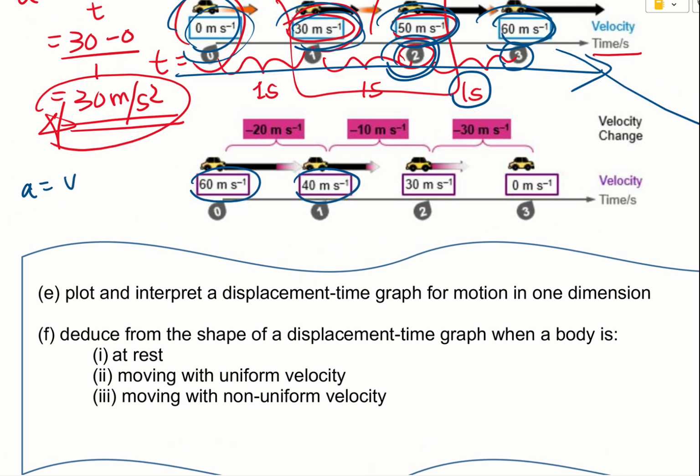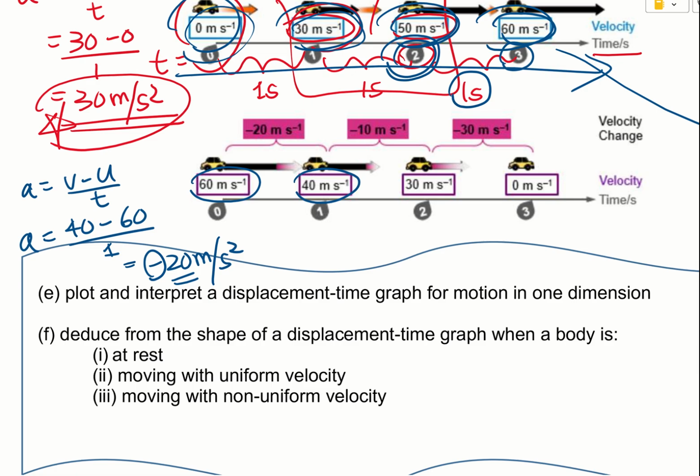A equals V minus U over T. A equals final velocity 40 minus initial 60, over time 1 second, we get negative 20 meter per second square. So what does the 20 mean? It means the value that the velocity changes, right? It went from a value of 60 to 40. But how about the negative?